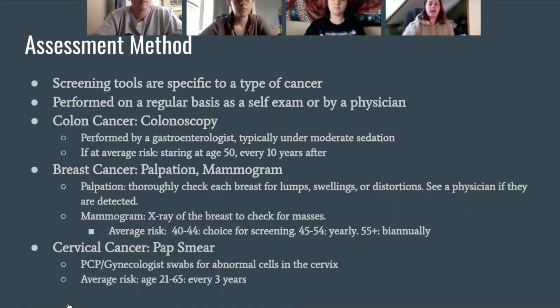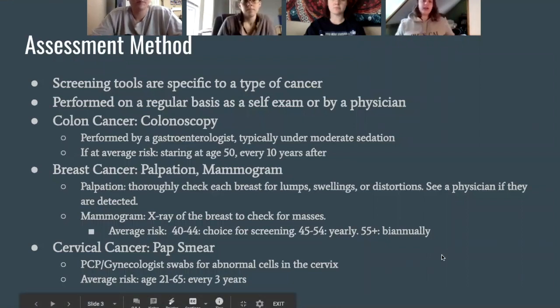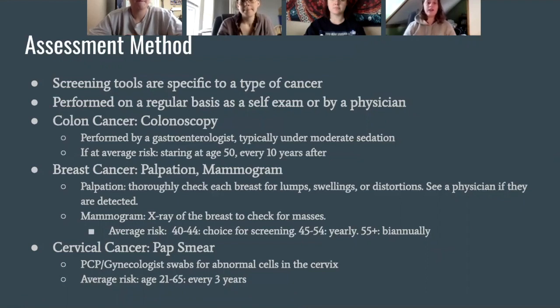So there are several different ways to assess for whether or not you have cancer, and a lot of them are screening tools that are specific to the type of cancer. And these assessments are either performed on a regular basis as a self-exam or by your physician. So the first one, these three are the most common ones that are performed.